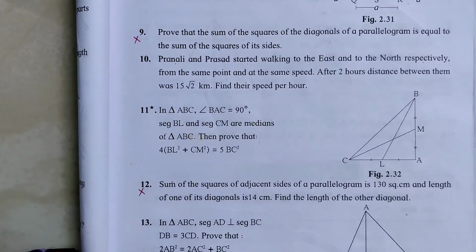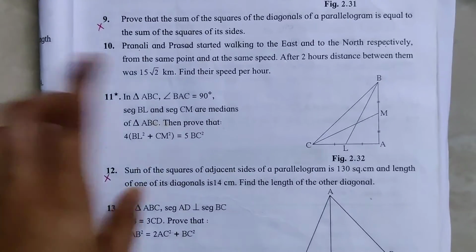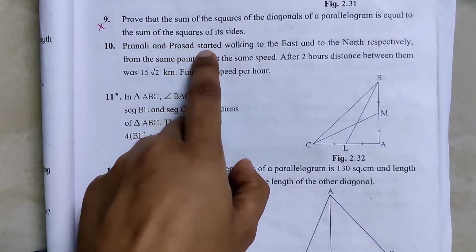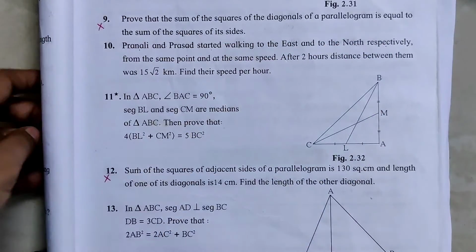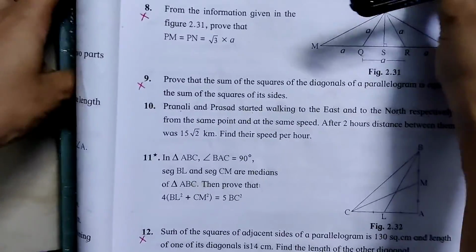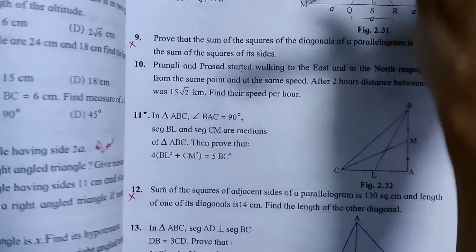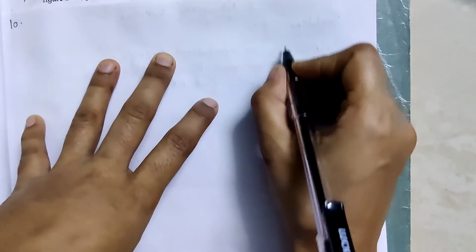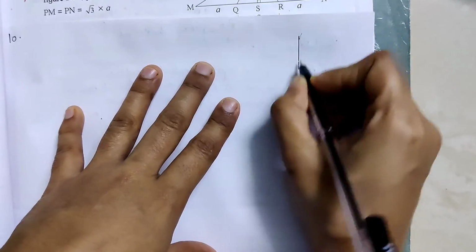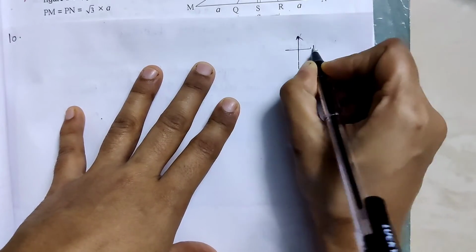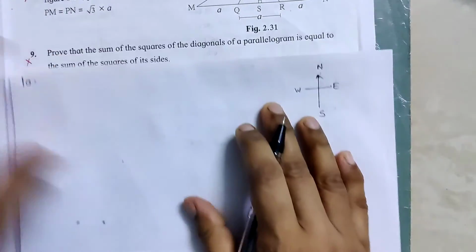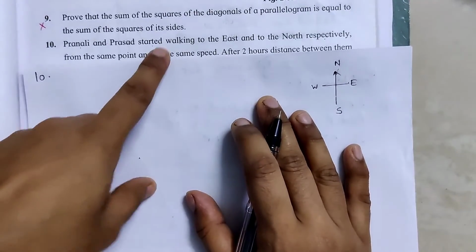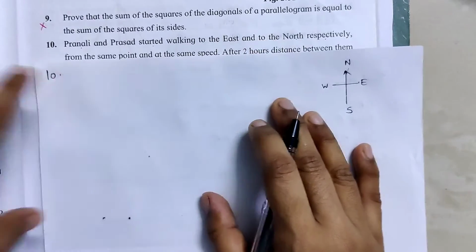Let us move to the next question, that is 10th question, children. Pranali and Prasad started walking to the east and to the north respectively. So children, here we need to know our directions, geography, our directions. Because here we have to draw the diagram, so here it is east, here it is west, here it is north, and here it is south, right?